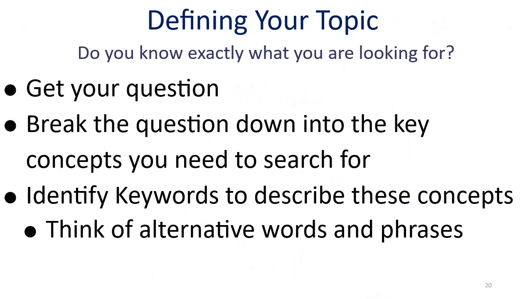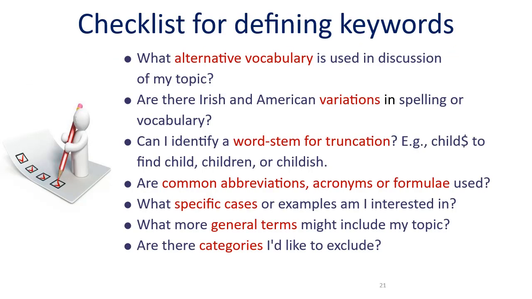So starting at number one, you're defining your topic. You get your question, you break it down into its key concepts, and then you start thinking of all the keywords that you can use to describe those concepts. So you think of as many different appropriate alternative words and phrases to describe that concept. So these are some of the things you can be thinking about when you're thinking about your keywords.